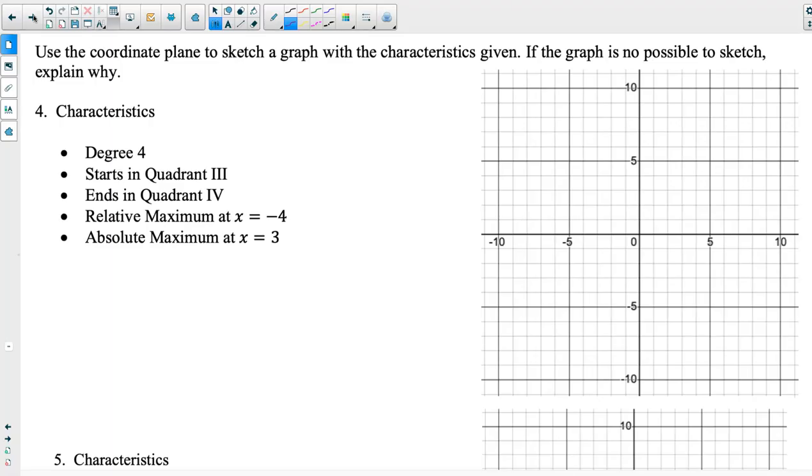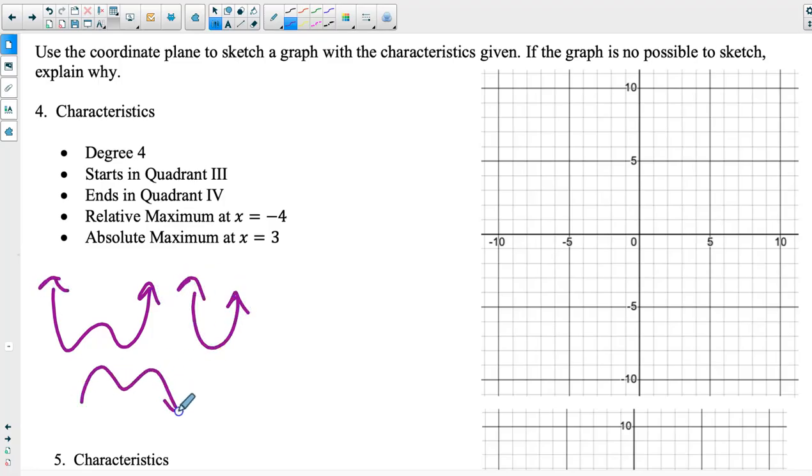So the first thing I see is I'm graphing something that has the following characteristics. It's a degree 4. So I'm going to just put this down. That's a degree 4. This is a degree 4. I could flip them, right? So I have a lot of options. So degree 4, it's got to look something like that. Basically, the big thing is it's not an odd function. It's not going like this, and it's not going like this. That's the big thing. Now it says it starts in quadrant 3 and ends in quadrant 4.